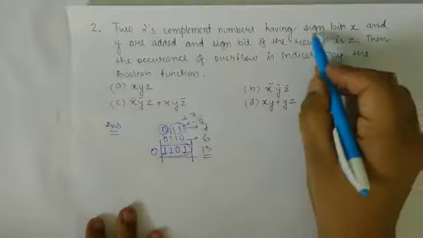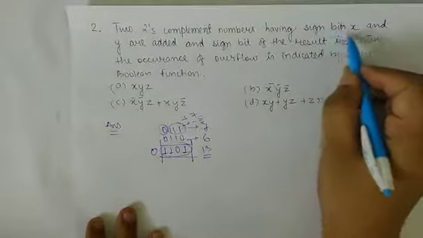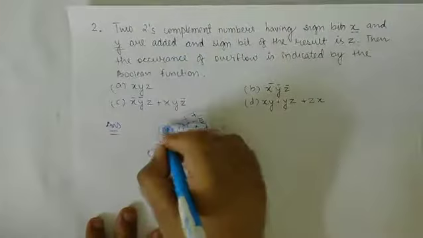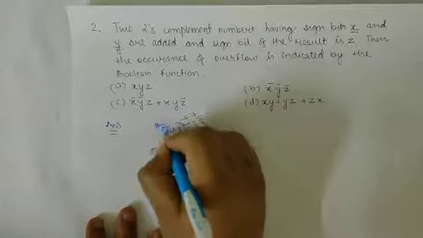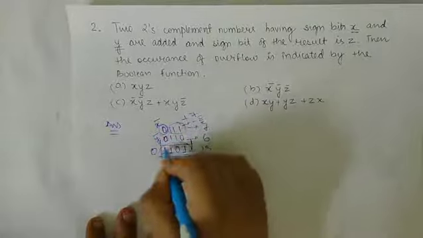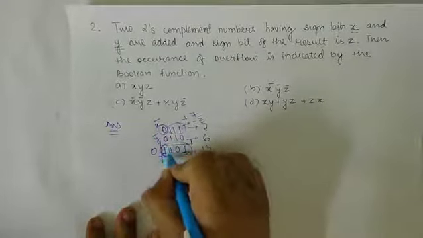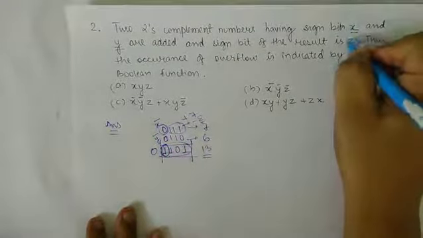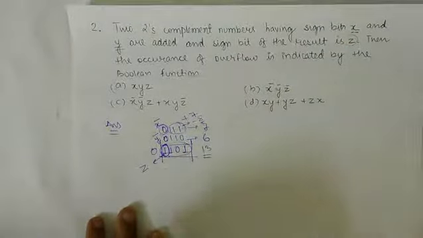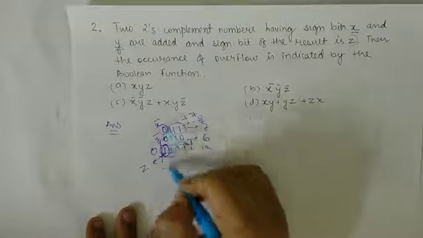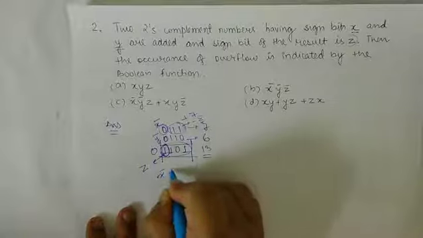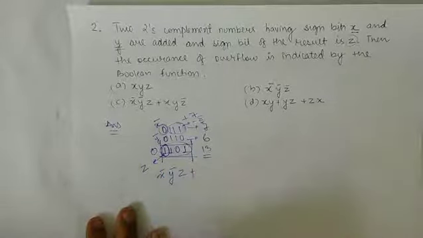He is saying that one number has MSB x, and the other number has MSB y. That means this is x and this is 0, that's why x bar. This is 0, that's why this is y bar, and the result is z. So from here we can say that one condition of overflow is x bar, y bar, z.